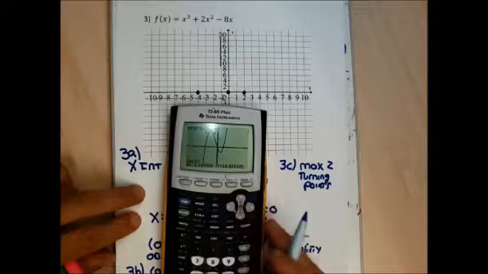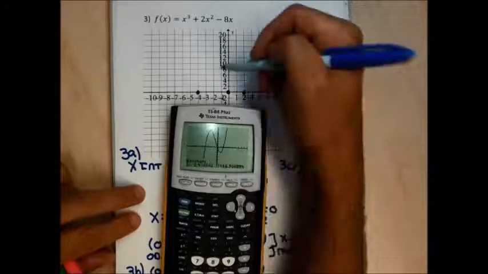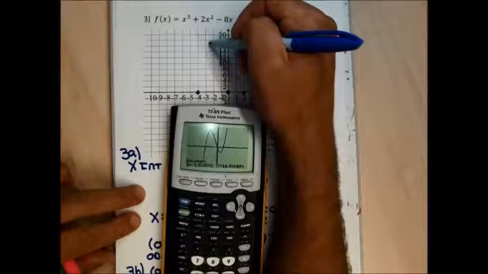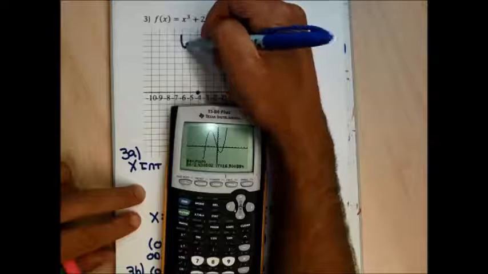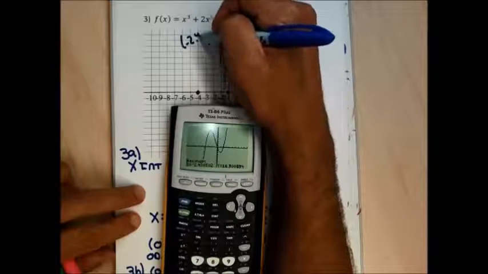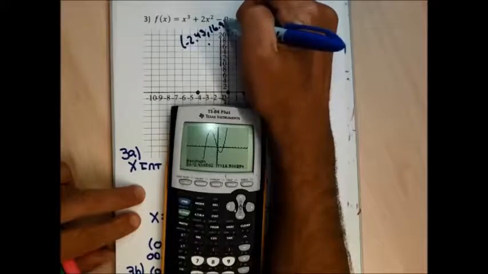And I'm going to round this to 2 decimals. I'll trace close to the maximum point and hit enter. And I get -2.43, 16.9. So -2.43, 16.9, kind of crudely plotted, is the first turning point, which is a maximum point, rounded to 2 decimals.